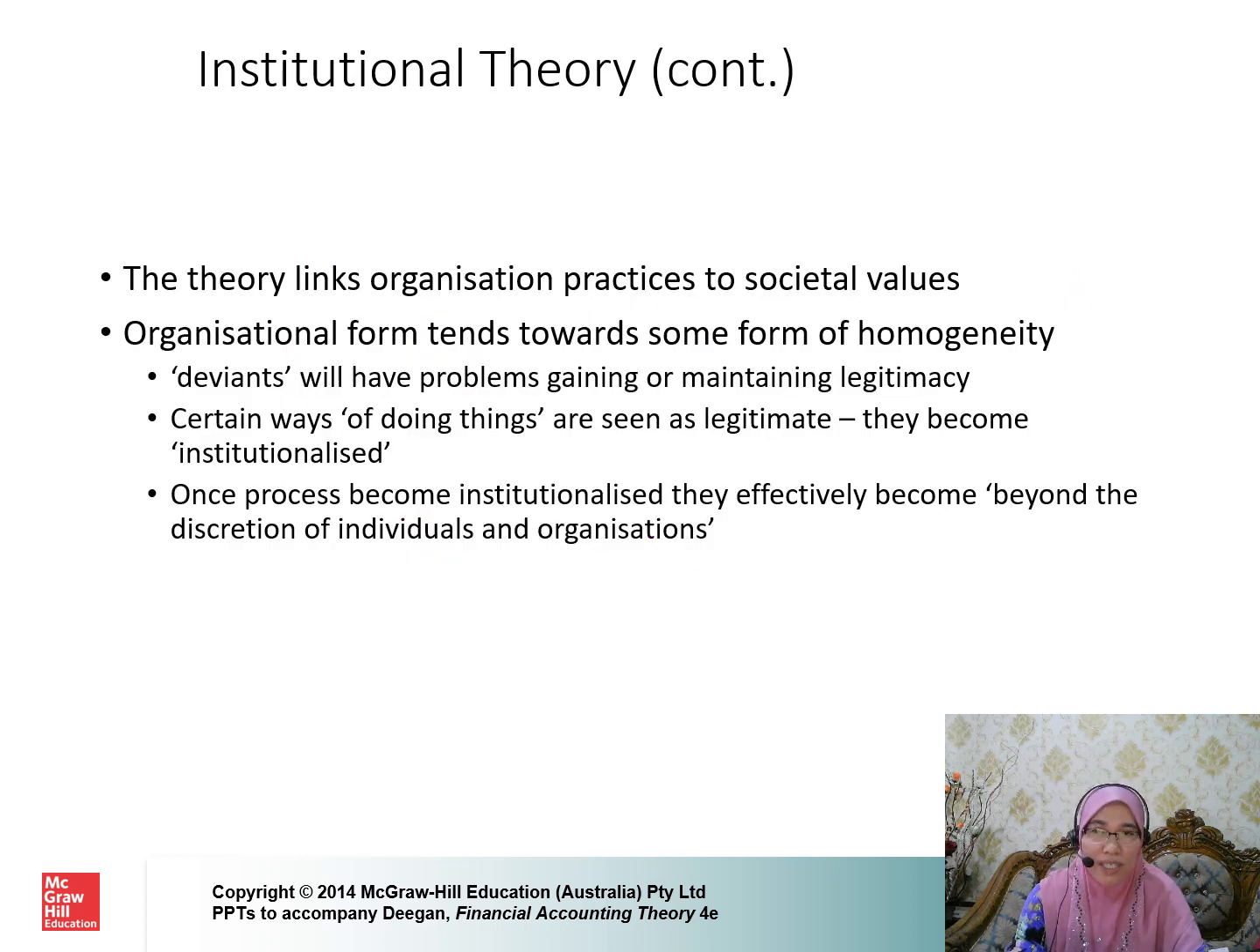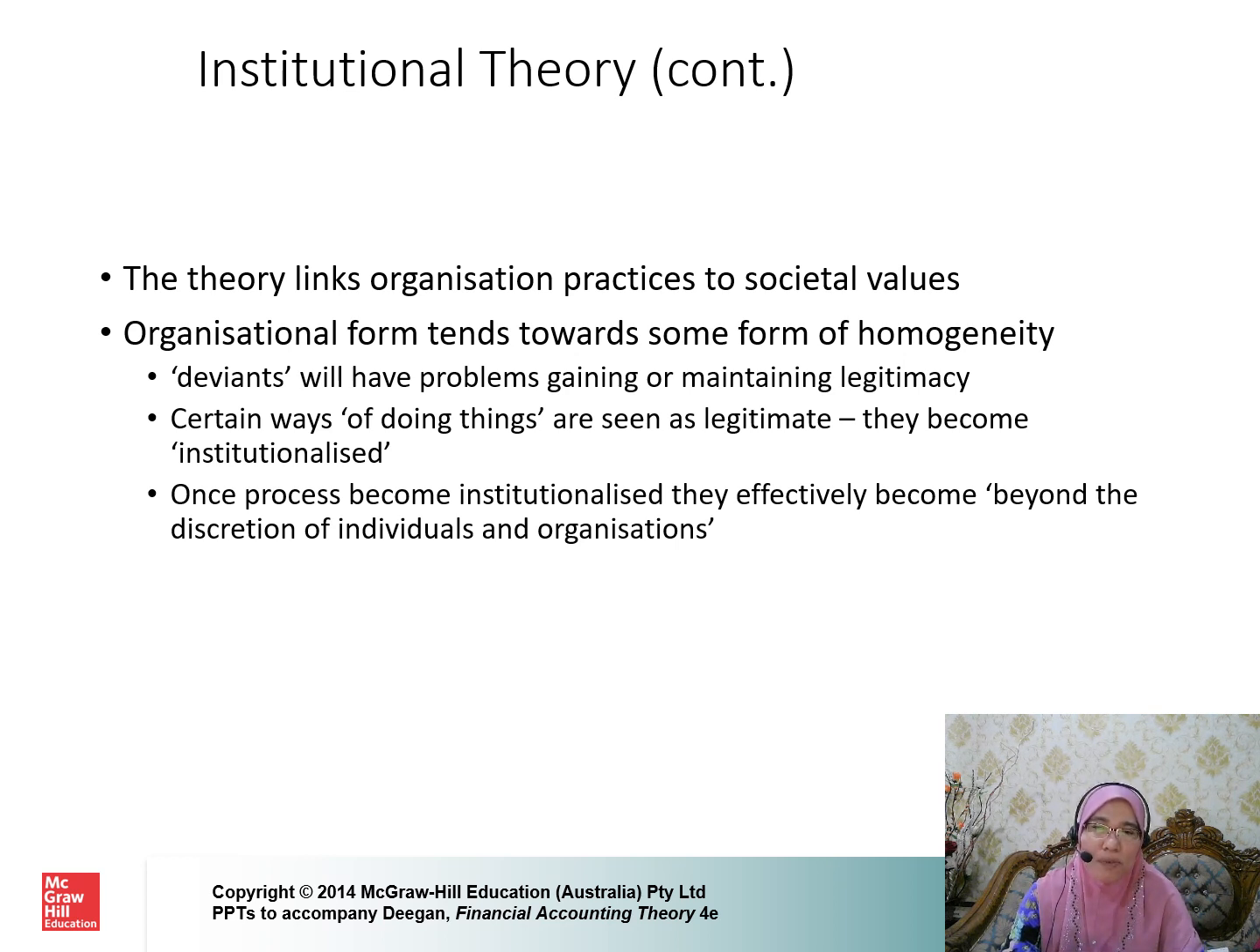So the institutional theory will link organizational practices to society values. Here you will see that the organizational form for voluntary disclosures tends to be homogeneous. Because if you have 100 companies in one industry, you will see that they are following each other. So this theory will explain which company will be followed. If there is any company that deviates or differentiates from other companies, they will have problems in terms of gaining or maintaining legitimacy.